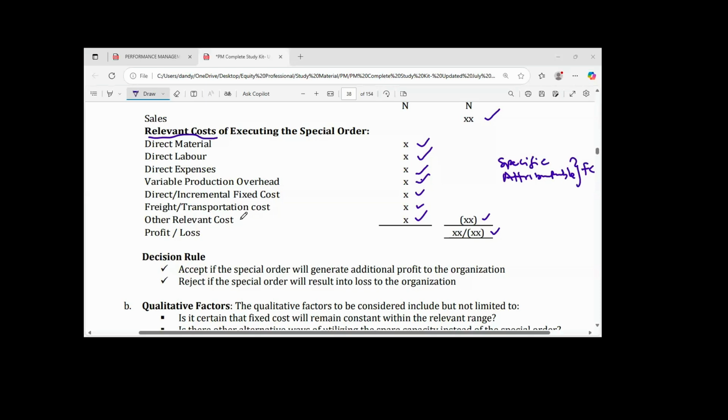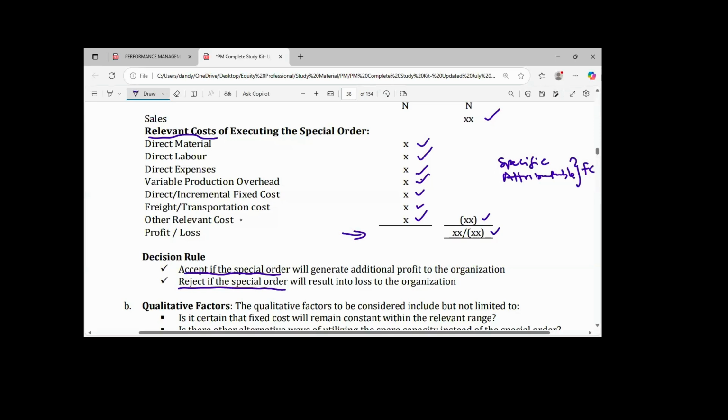Okay. So now at this point, after your calculation, after your incremental analysis, you need to make a decision as to whether the special order should be accepted or rejected. Now, if your calculation is positive, then your decision should be that the special order should be accepted. If this incremental analysis will result to loss to the company, then the special order should be rejected. So that is the decision rule as far as a special order decision is concerned. So I will repeat, if your calculation is profits, then the special order should be accepted. But if it's a loss, it should be rejected.